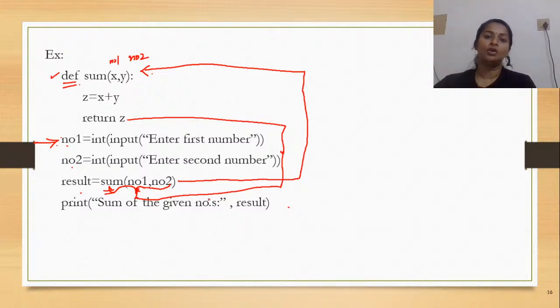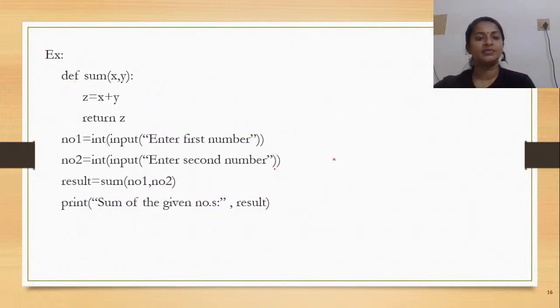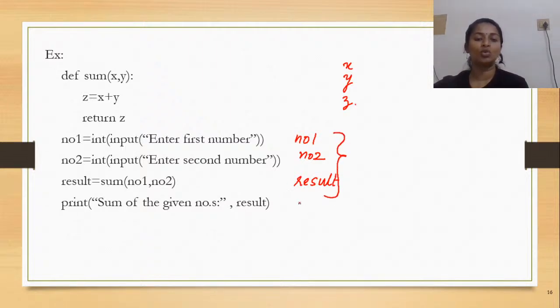Actually, we are learning the local and global scope, right? So let us first identify the variables or data items here. Now we have NO1, NO2, and then we have the variable result. So these are the three variables. But when you look into the function, you have X, Y as well as Z. Now, as per the definition, what is coming under the global scope? Anything that is defined in the main function would be having the global scope, right?